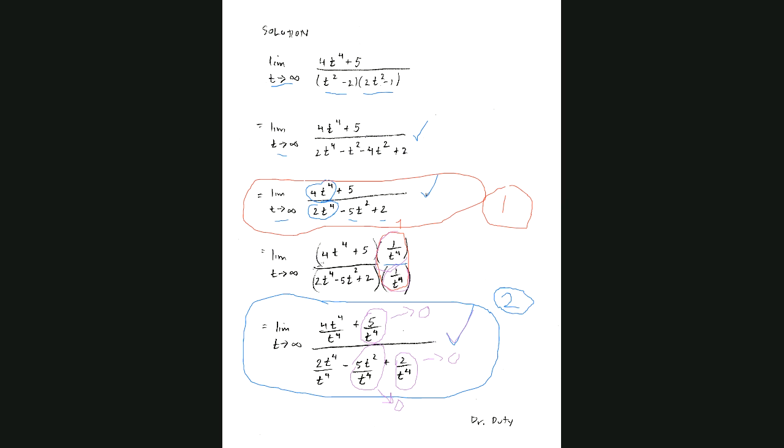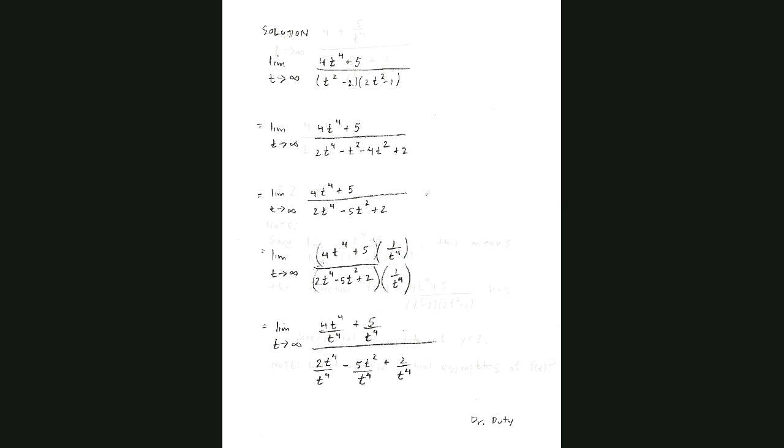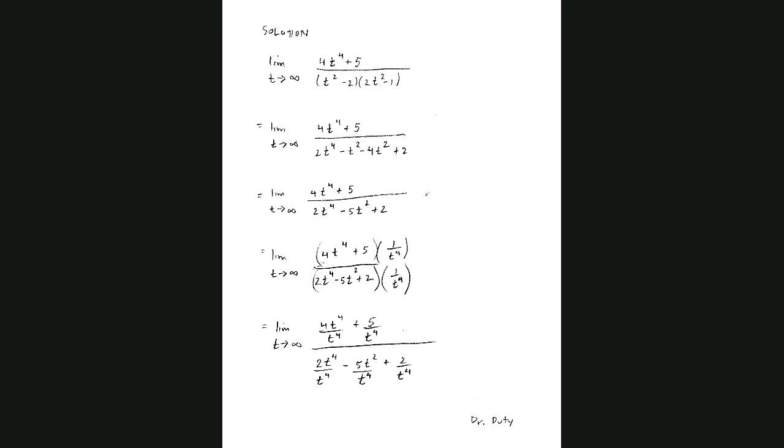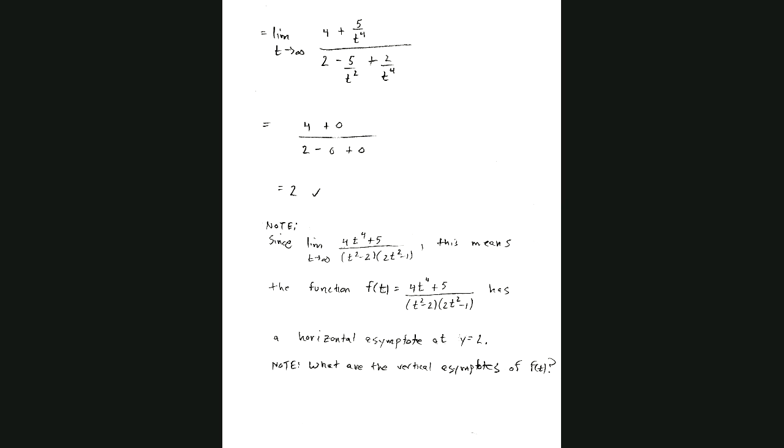All right, well then let's proceed over to the next page. So now our limit, all I've done was simplify the expression from the previous page: 4t to the fourth over t to the fourth is just 4, and 2t to the fourth over t to the fourth is 2. Okay, and so I just simplified that. And now we're able to take the limit.